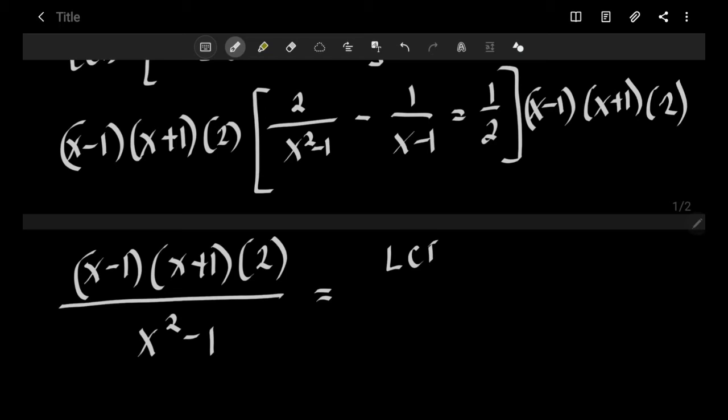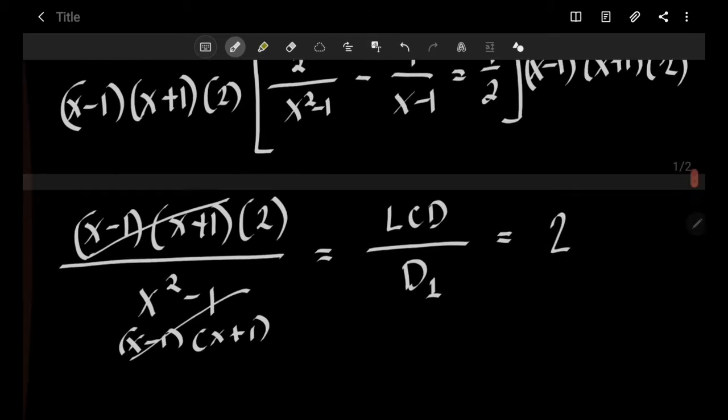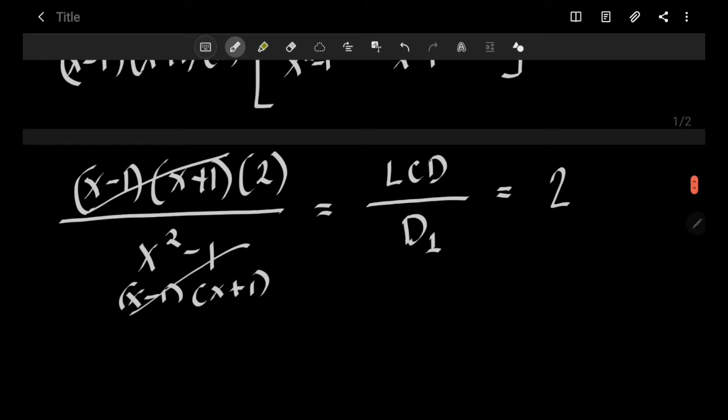Yung LCD mo, dinivide mo dun sa first denominator. Okay? So, we all know that x squared minus 1 is also equal to x minus 1 multiplied by x plus 1. Diba nga, siya yung factors ng x squared minus 1. So, pag dinivide natin yon, that is equal to 1. So, ano na lang ang naiwan sa numerator mo? That is 2. So, ngayon, yung sagot dito, which is 2, imumultiply mo ngayon sa numerator.